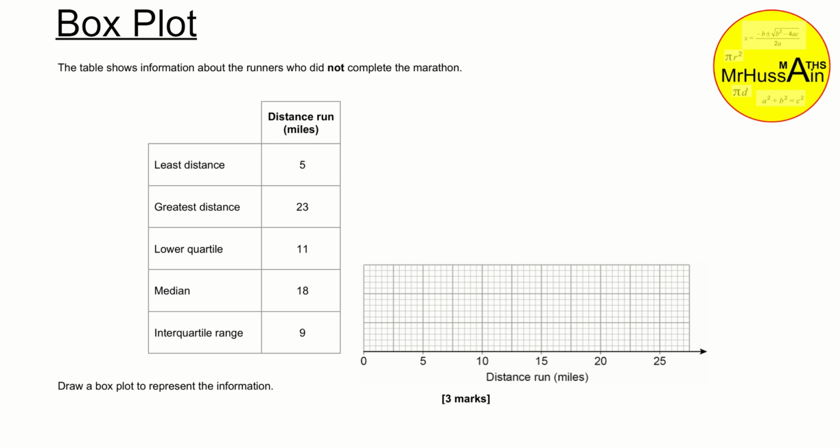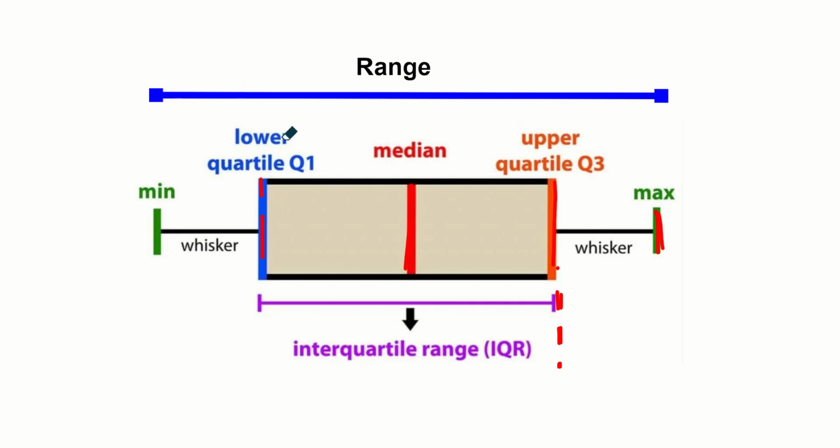Okay, so we have a question on box plot. Before you can do the question, you need to understand what a box plot holds. It holds 5 pieces of information: the lowest value or the minimum value, the lower quartile, the median, the upper quartile, and the maximum value.